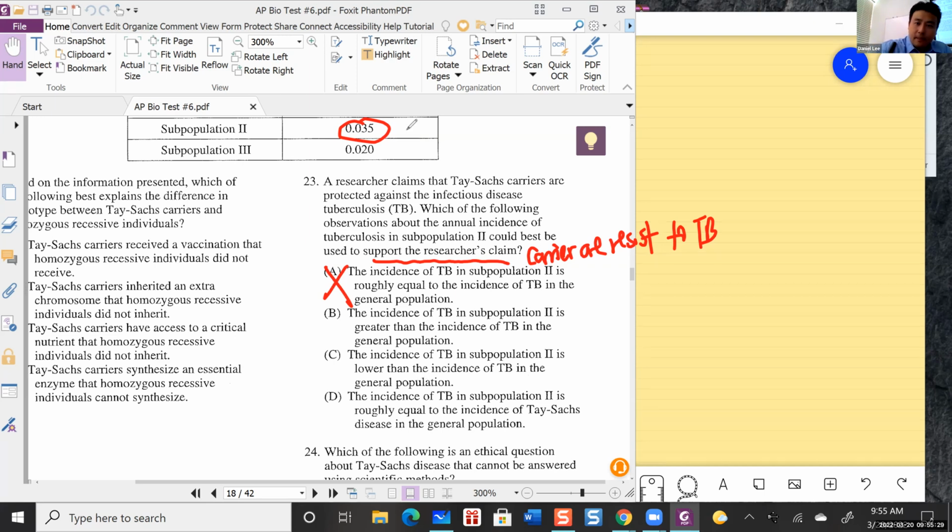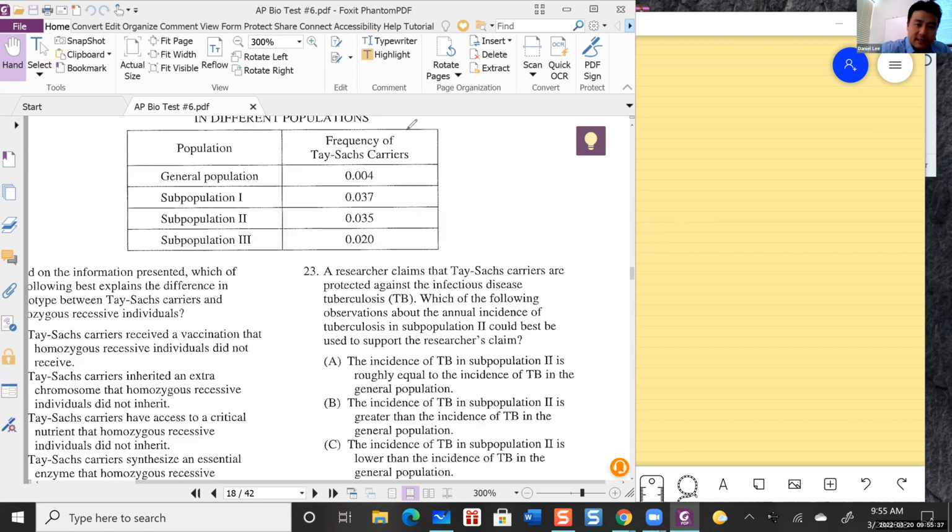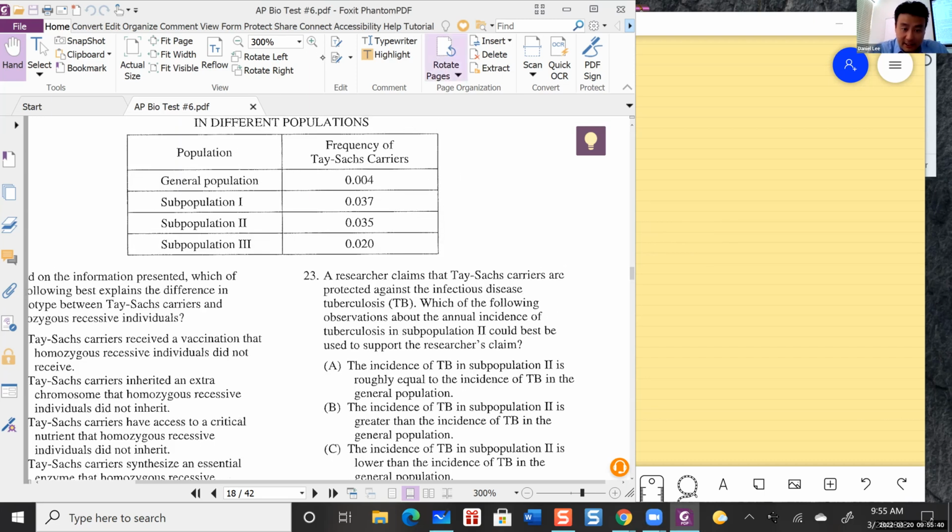Okay, so here, we talk about the carrier, right? So this is the connection here: even though the data is showing us the carrier, we're talking about TB. So it's between B and C. They're kind of the opposite. Okay, remember the claim is that carriers are resistant. So if you're resistant, wouldn't you have less TB? Population 2 has more carriers, so there should be less TB. This would support the claim that carriers are resistant to TB, right?